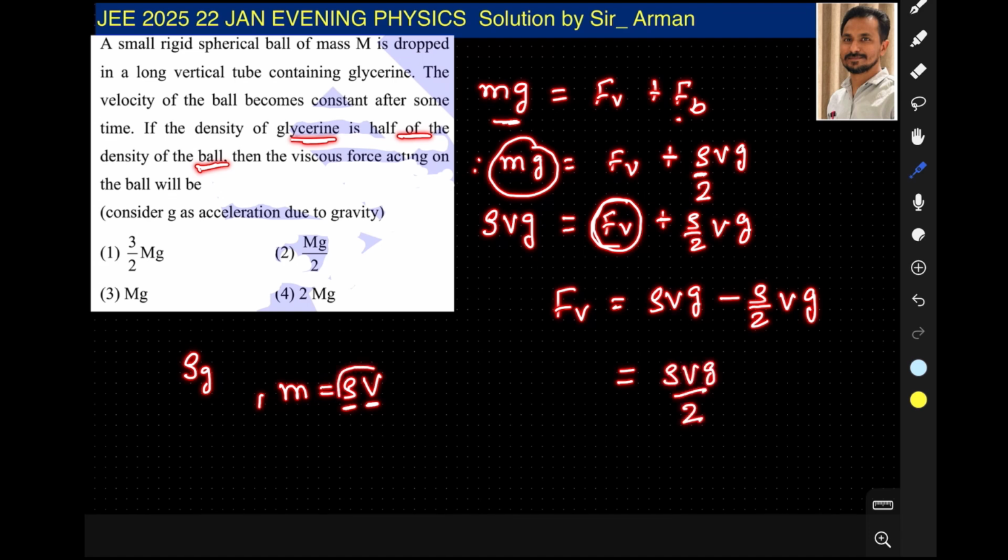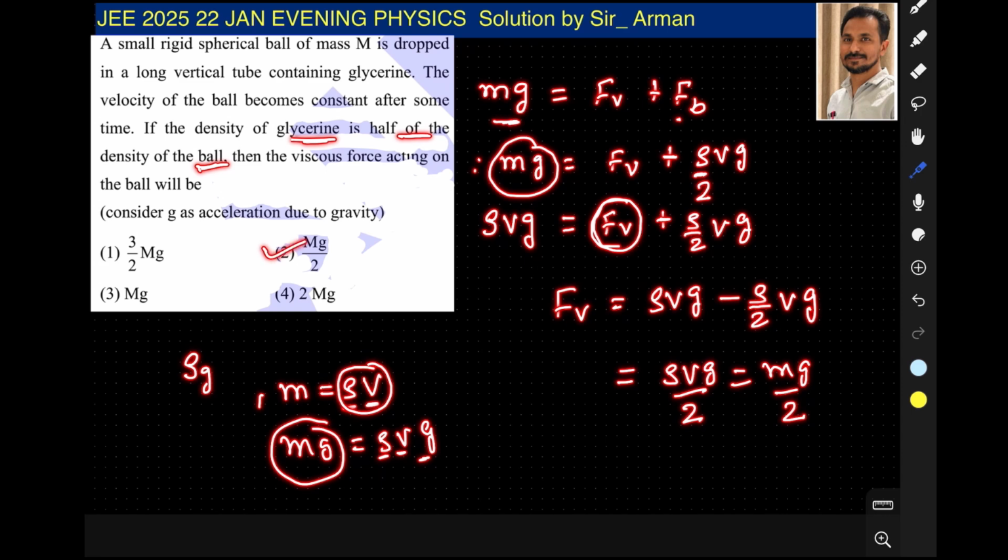But here rho V is the mass of the object. So mg is equals to rho Vg. Okay, density into volume into g, and that is equals to mg. So I can write here mg by 2, that is the viscous force acting is mg by 2, hence the correct answer is option 2.